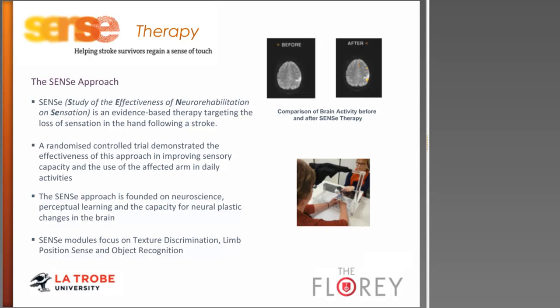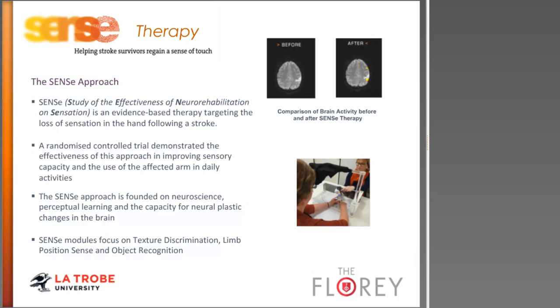So to give a bit more information about SENSE therapy, it's an evidence-based therapy targeting the loss of sensation in the hand following stroke. And as I demonstrated, the randomised control trial really gave some strong evidence that it has the capacity to improve sensation in the affected arm of a stroke survivor. It's founded on neuroscience, perceptual learning, and capacity for neuroplastic changes in the brain. So it really does aim to capitalise on neuroplasticity and has a lot of perceptual learning in it. So the patient involved in this type of therapy really is relearning how to feel again.